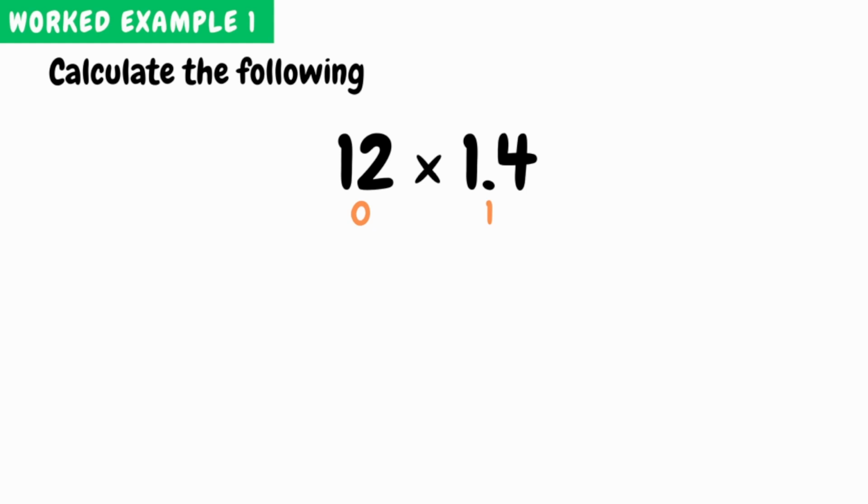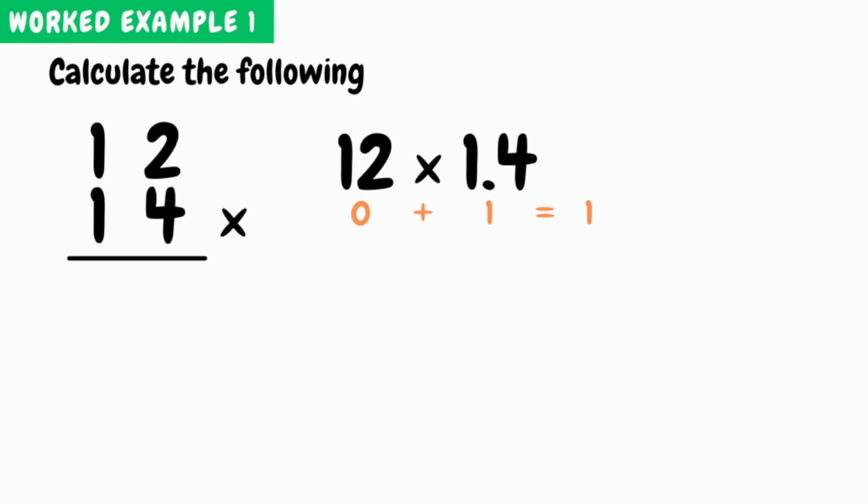Once we've counted how many decimal places there are in each number, we're then going to add these numbers together. So if we do 0, add the 1, that's going to give us 1. And that 1 is how many decimal places there are going to be in our final answer. So we know our answer is going to have 1 decimal place. Now what we can do is remove the decimals from our question. So instead of doing 12 times 1.4, we're going to do 12 multiplied by 14. And then we can do our simple column multiplication to work this out.